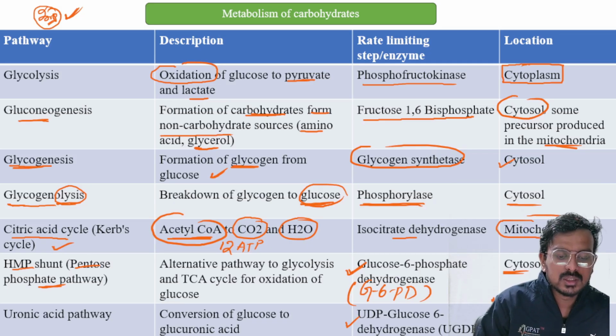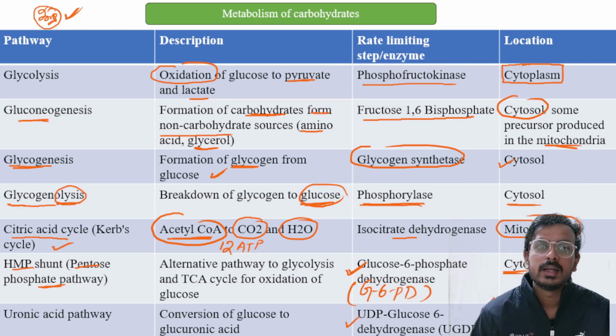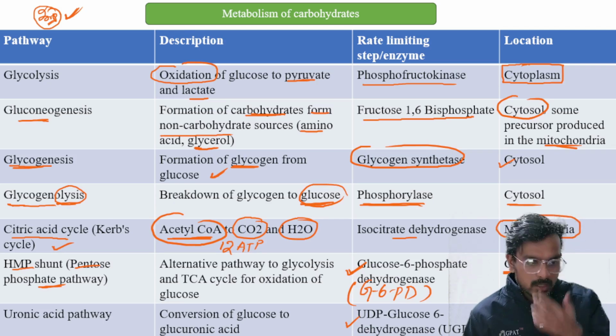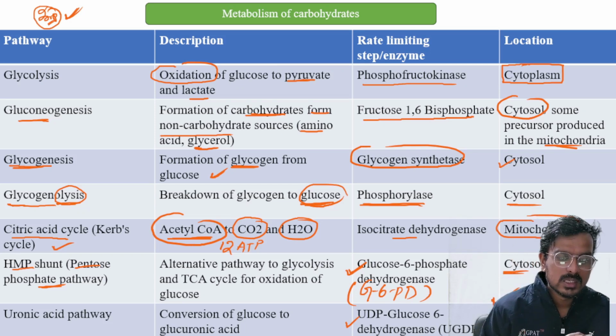So this is the summarized form of the information on the processes that are required for the metabolism of carbohydrate to produce energy to carry out the metabolic processes in the human body. Again I am summarizing: glycolysis, gluconeogenesis, glycogenolysis, TCA cycle, HMP shunt, and uronic acid pathway.